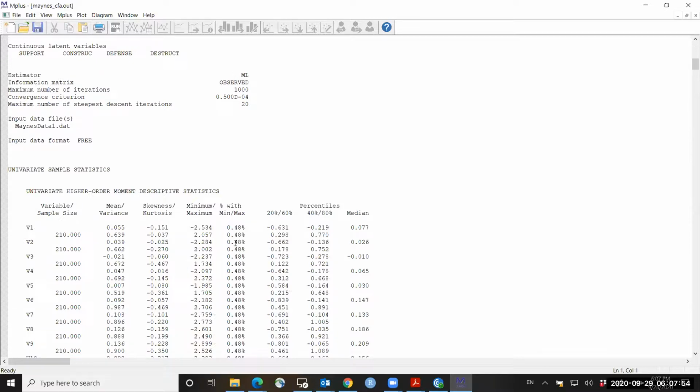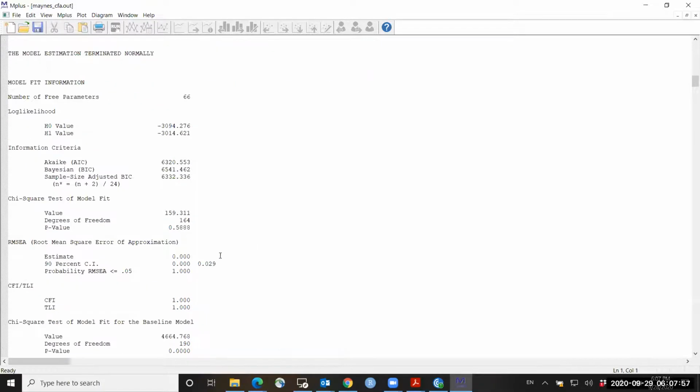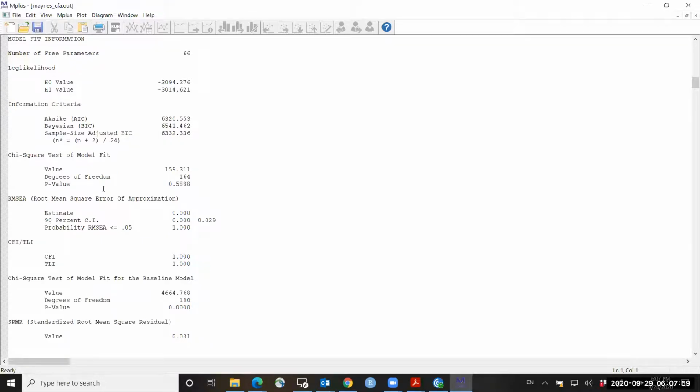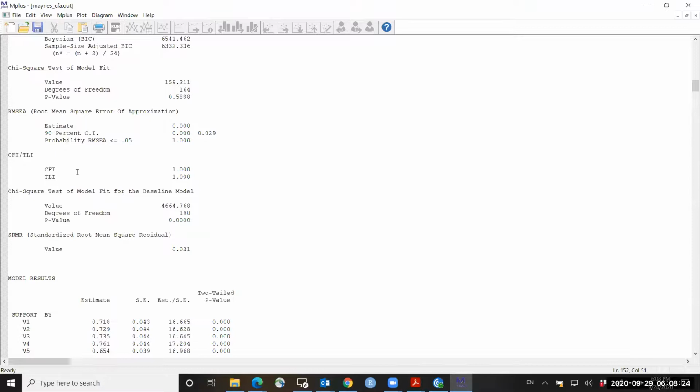So the model fit is excellent. Here I have the chi-square test of model fit. The value of the chi-square is 159, degrees of freedom is 164, the p-value is 0.588, so it's not statistically significant. Therefore, this model has exact fit. Not surprised, because I simulated the data, right? So the root mean squared error is 0, CFI, TLI both 1, showing close fit, so excellent.